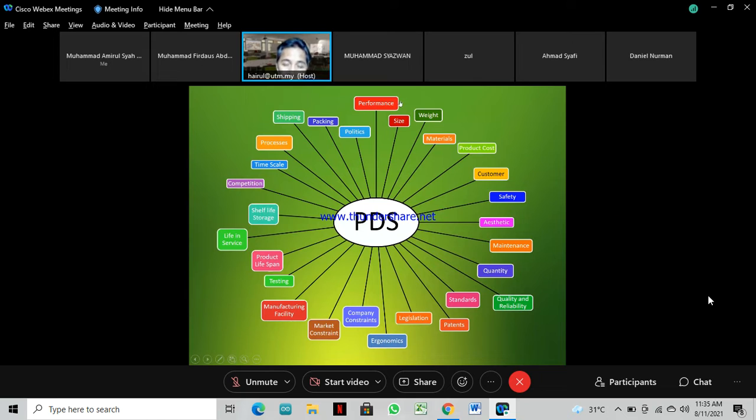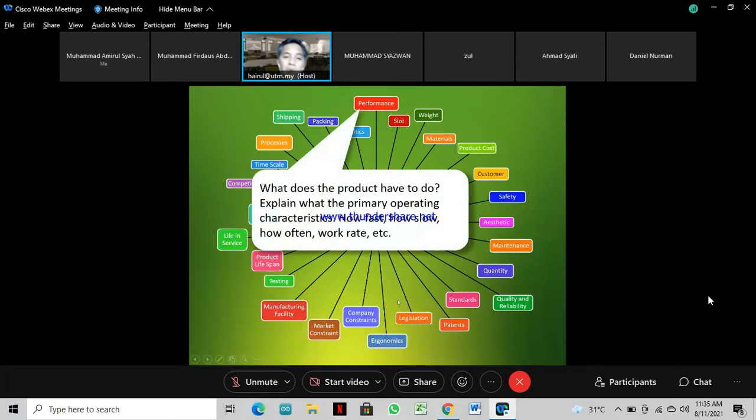Okay, we start from the performance. Performance, of course, is the most important. 12 o'clock, performance, then we go clockwise. Performance is what your product intends to do. Under your performance, you make your PDS. The first thing is you have a heading, performance. Then the lines under that heading. You write, not in essay form, line per line, different point, different line. Normally, for performance, the first line should be what your product intends to do.